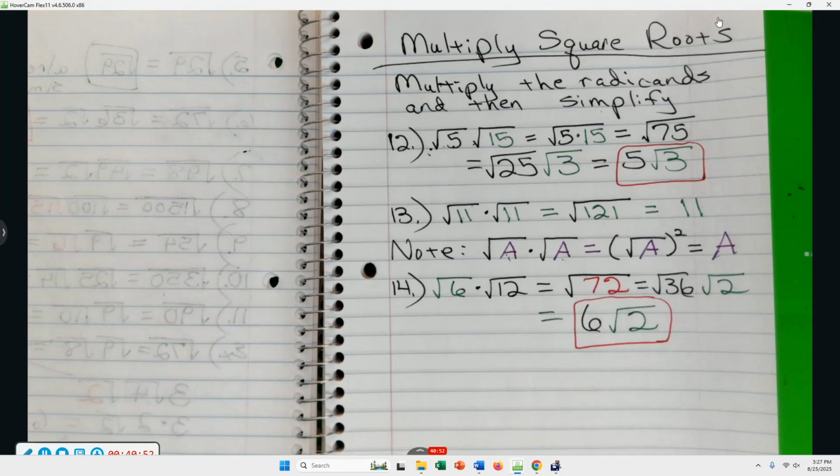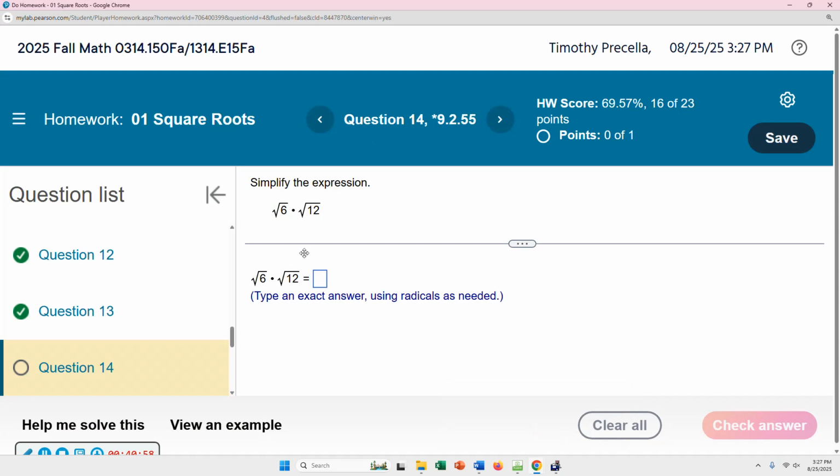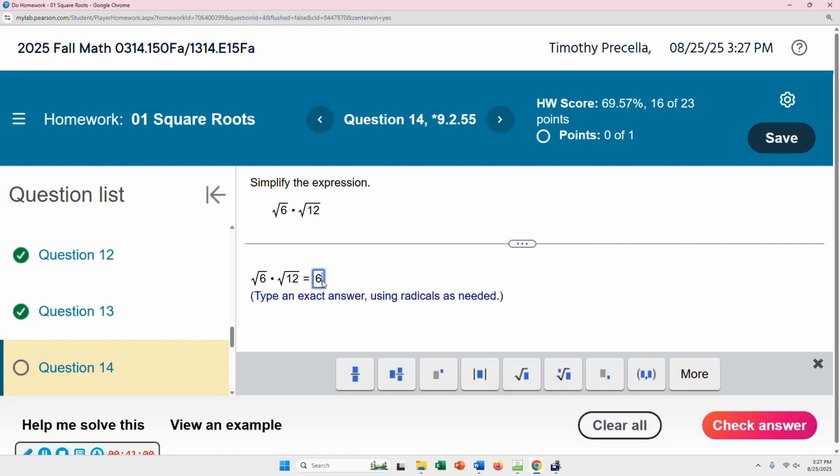Number, oh, I can't see the mouse. There it is. So 6 square root of 2.